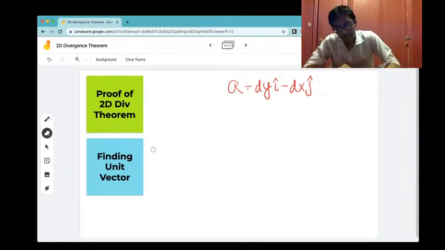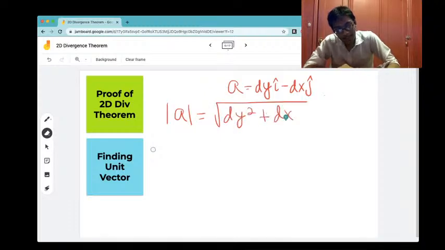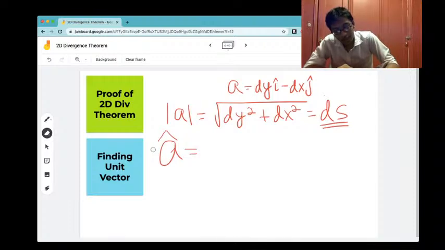So the magnitude of my vector A is going to be quite simply what? The magnitude of A is going to be the square root of dy squared plus dx squared. And of course, that I can just say is a small ds, a very small change in the length of my curve, right? So that means what? My final unit vector is simply going to be dy i hat minus dx j hat all over ds.